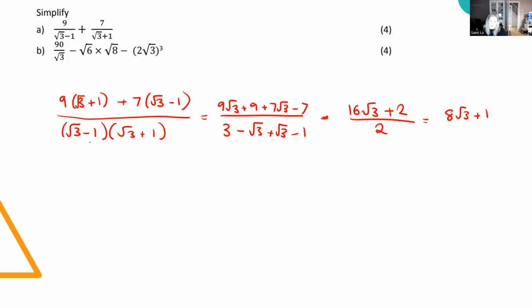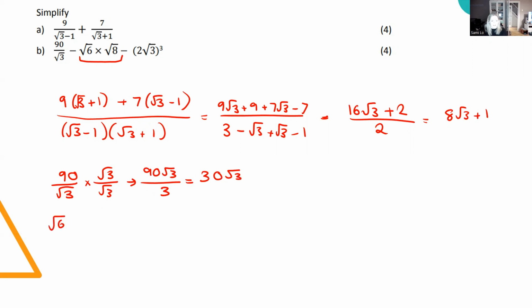Second question, we should be simplifying this now. Remember, split it into 3 parts to help yourself. And when I say 3 parts, it's because our root 6 times root 8 will squish together, as you'll see in a second. So first I'm going to rationalize. That gives me 90 root 3 over 3, because they cancel each other out, which gives me 30 root 3 for this one.